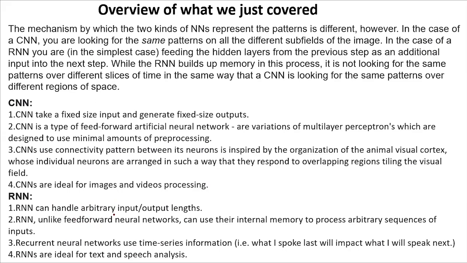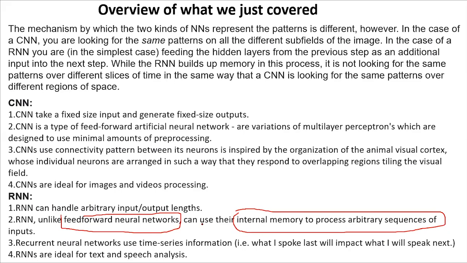Unlike feed-forward neural networks, the major advantage is they have got an internal memory to process sequences of inputs. So they use time series information, as we covered, that we have got three functions of time: xt, ht, and yt. ht is basically the hidden layer and yts are predictions. So that's why RNNs are ideal for text and speech analysis.